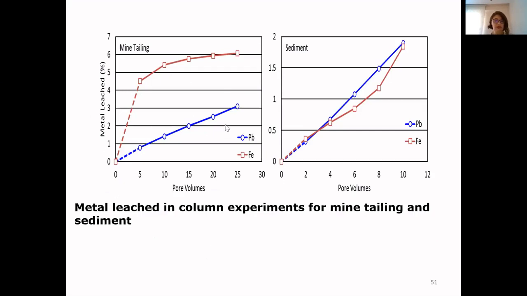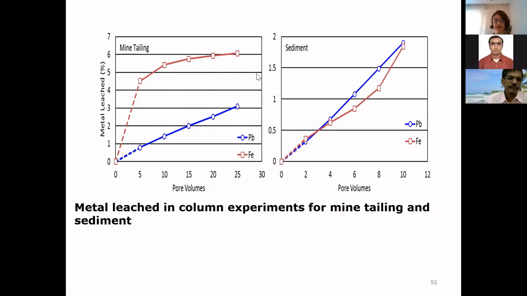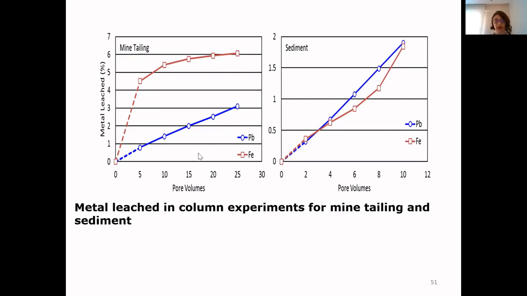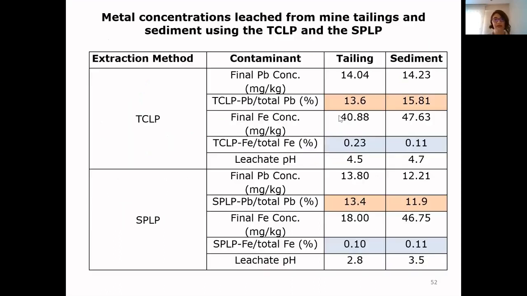After the column test, we see the results here. Mine tailing released much more metals. We can see from here much more metals than the sediment. And iron was easier to release than lead. And similar concentrations were found for lead and iron in the sediment.